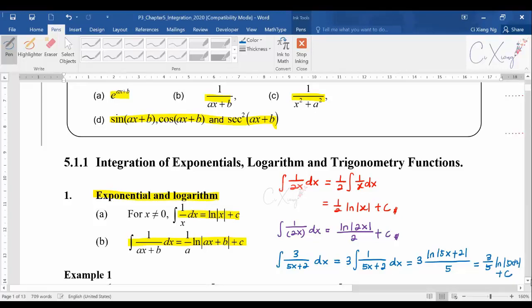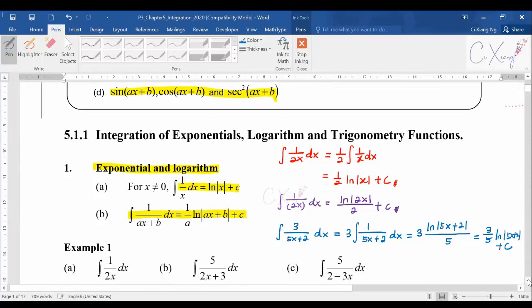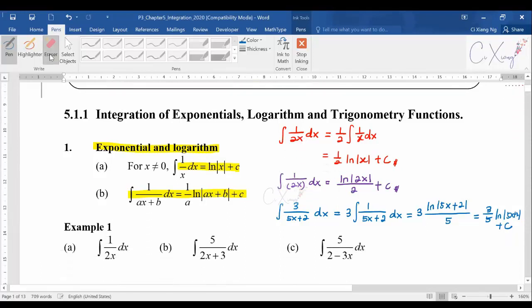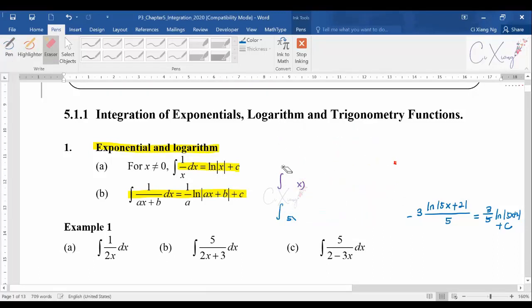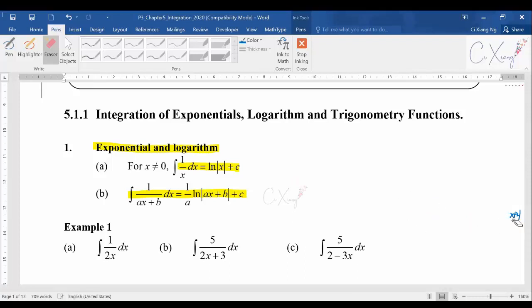Can you understand? Alright, so this is something quite basic and I hope that you actually know how to do it. Okay? Alright, so we try a few more basic ones first before I let you try an example yourself. Okay, so how about if let's say I want you to do the integration like this.